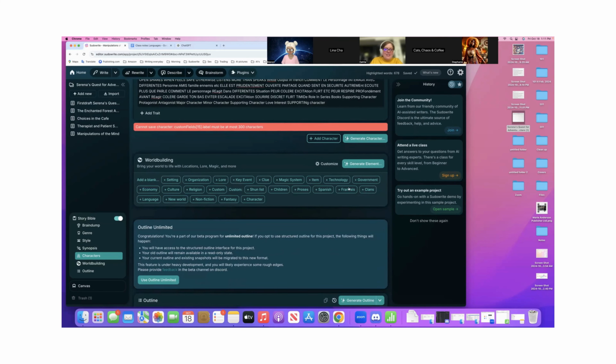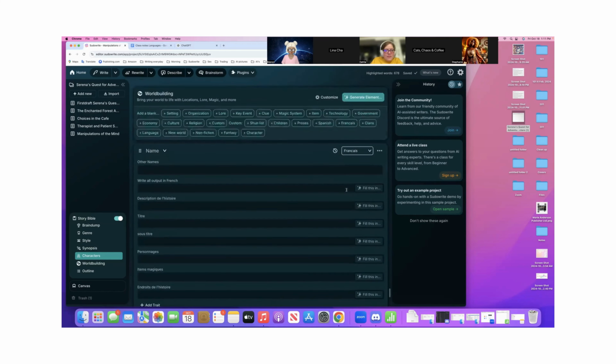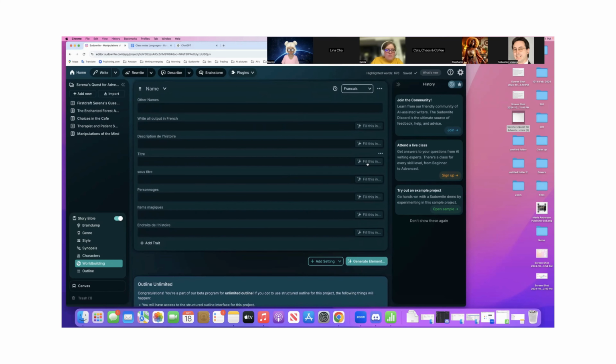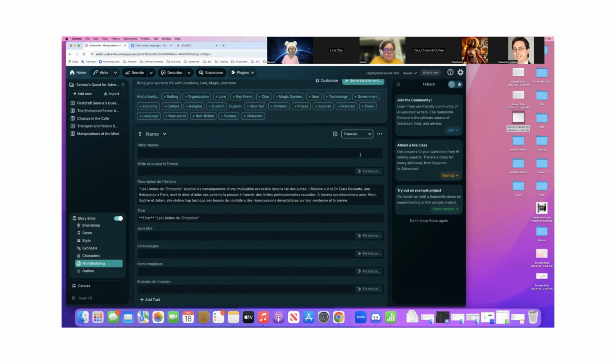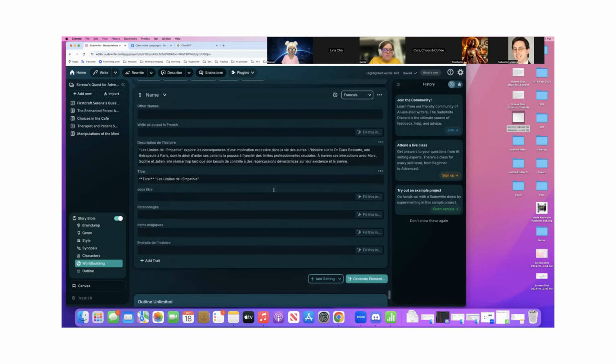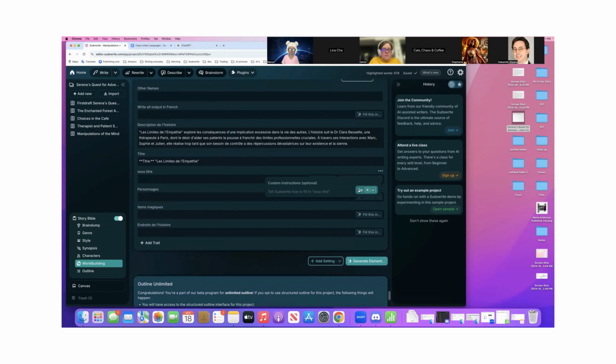All right, so now if we go into our world building, you probably have one in German and a card. So the same thing here. Write all the output in French and all that stuff. From here, you can ask the title for that story. Describe the story. So, les limites de l'empathie, not bad. In the world building, you can ask anything that you need in the language that you want, and it's a lot better than the character box.